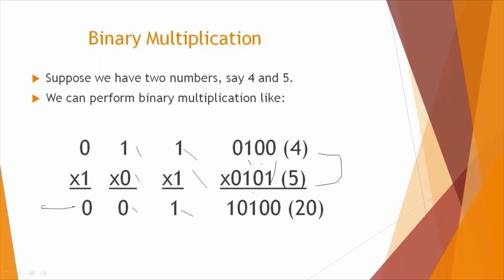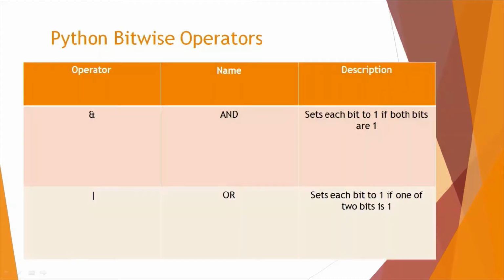Just to give you an overview of how to perform binary multiplication, we have written it like this. 1 into 1 is equals to 1, and 1 into 0 is equals to 0. So you just have to remember this too, that 0 into 1 is equals to 0 and 1 into 1 is equals to 1. So here we have the Python bitwise operators. Operator name is this. Operator is specified by this and its name is AND, and the description is it sets each bit to 1 if both bits are 1, like 1 into 1 is equals to 1. Only if 1 into 1 is equals to 1, but if 0 into 1, obviously it is 0.